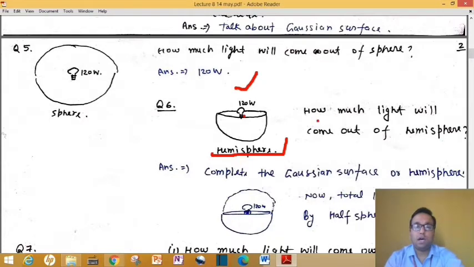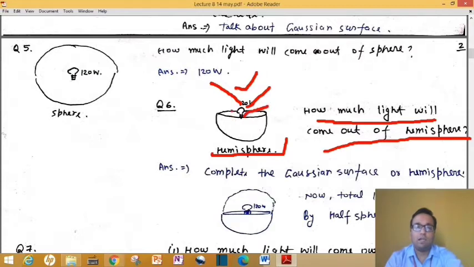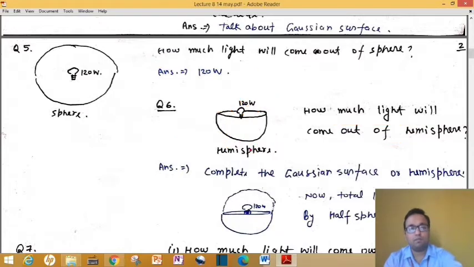Now the question is, how much light will come out of the hemisphere? This bulb will give light in all directions, like here and here. But I am asking you how much light will come out of this part, this hemisphere. So how will you solve this question? Tell me, think about it.